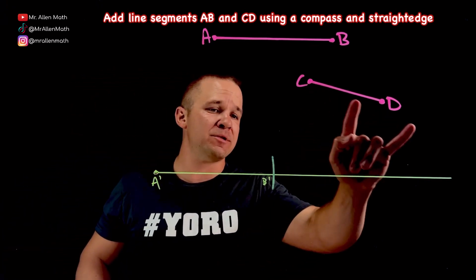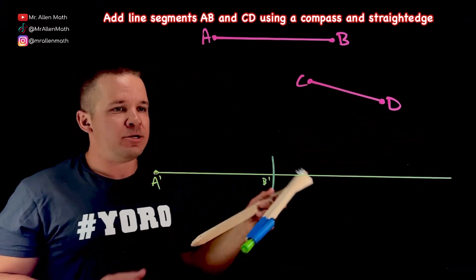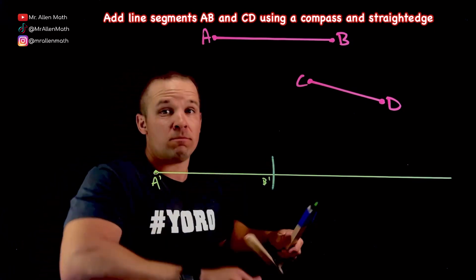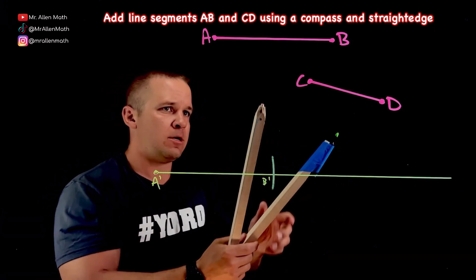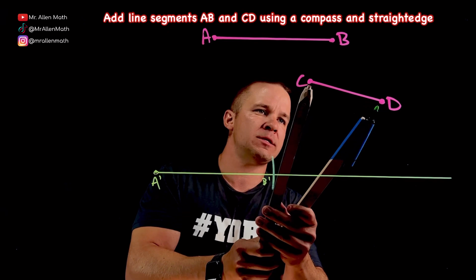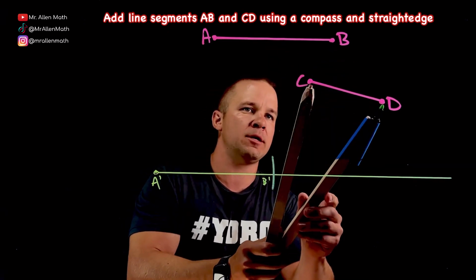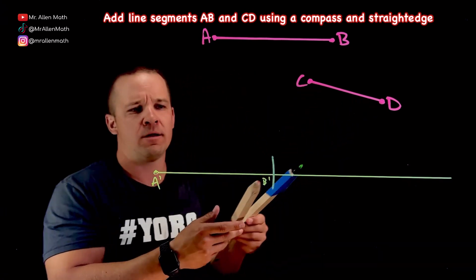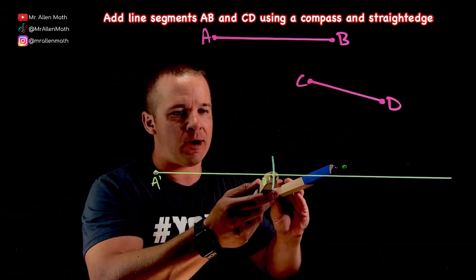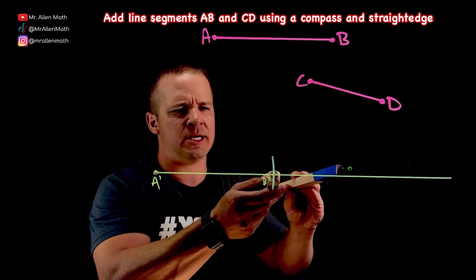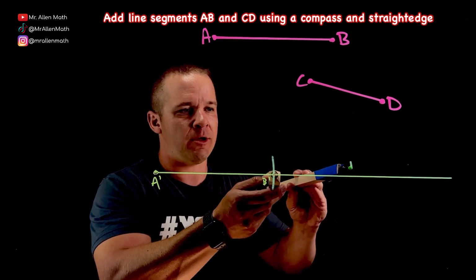Now, I can go from C to D. So, from C to D, we're going to need to adjust this thing again. So, make it a little bit smaller. Let's see here. I think that looks pretty good. Tighten it down. Double check it. That's beautiful. So, now I'm going to go from B prime, which is also going to be my point C, or my C prime. Scribe another arc.